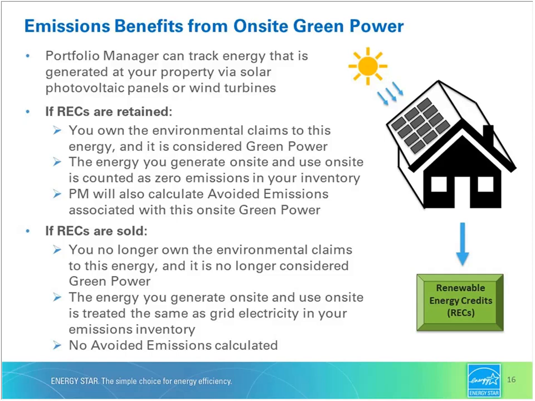From a greenhouse gas emissions calculation perspective in Portfolio Manager, you're not getting credit for renewable energy that you sold back to the grid. You're only getting credit for the energy that you generated on site and used on site. And that's why, if you're familiar with how to enter on-site green power in Portfolio Manager, you are required to indicate both the amount of energy that was generated on-site and used on-site, and the amount of energy that was generated on-site and exported off-site.